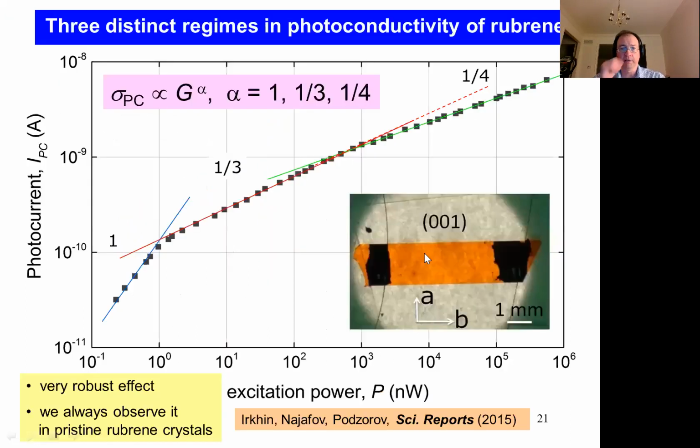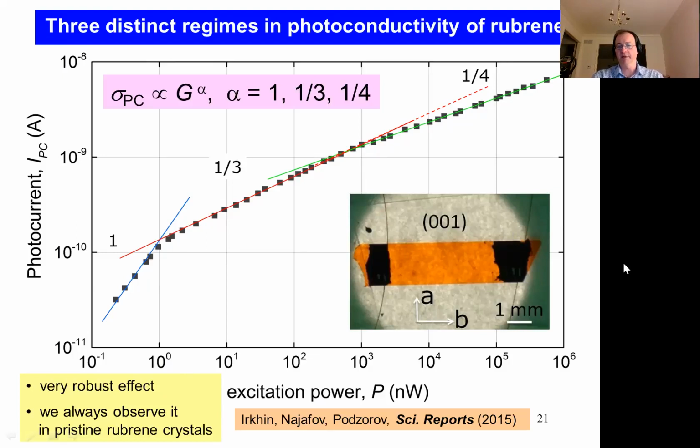You probably have seen this paper, I hope. This was our earlier study in 2015, where we discovered that photoconductivity in rubrene, when you plot it as a function of incident power, exhibits these very interesting fractional exponents. Initially it goes linear, the power is 1, but then you can see a transition to power 1/3 and eventually to the power 1/4.